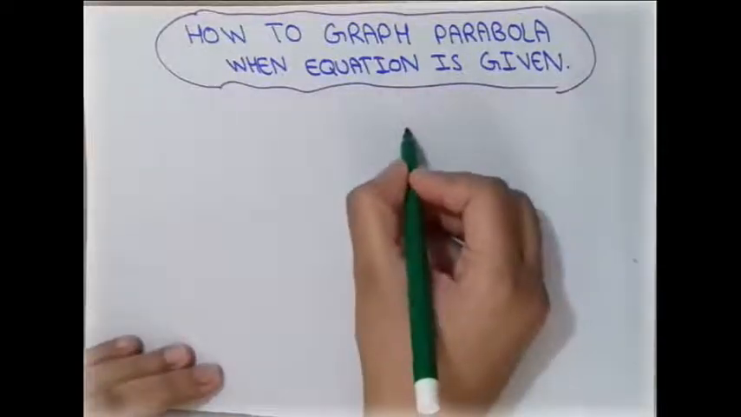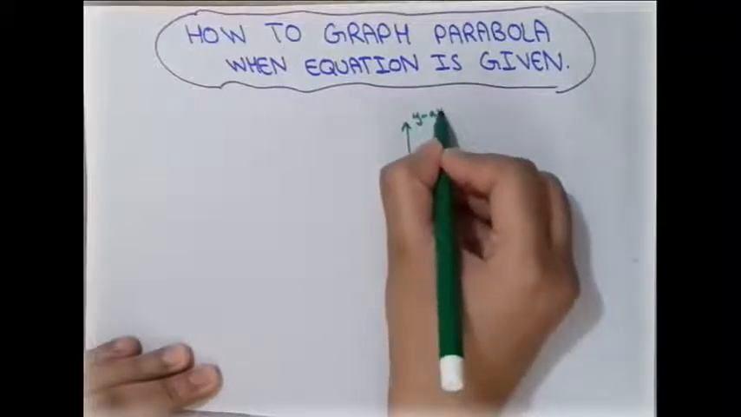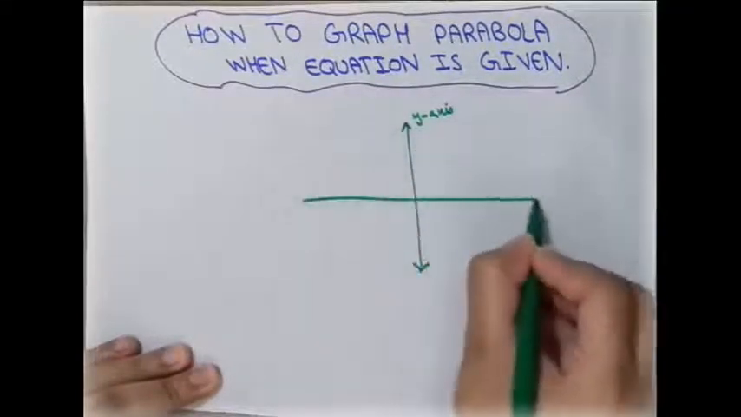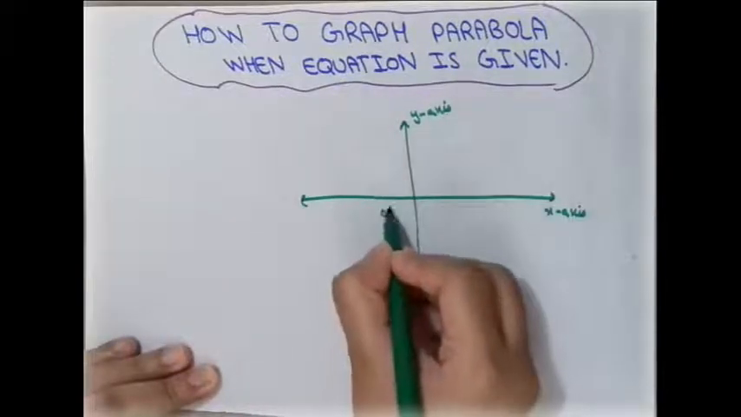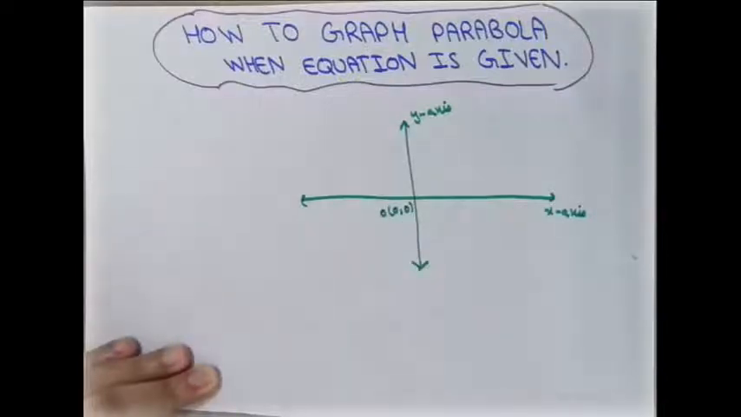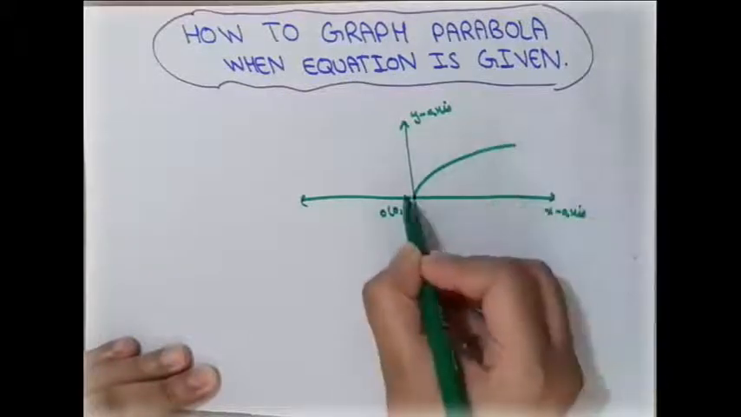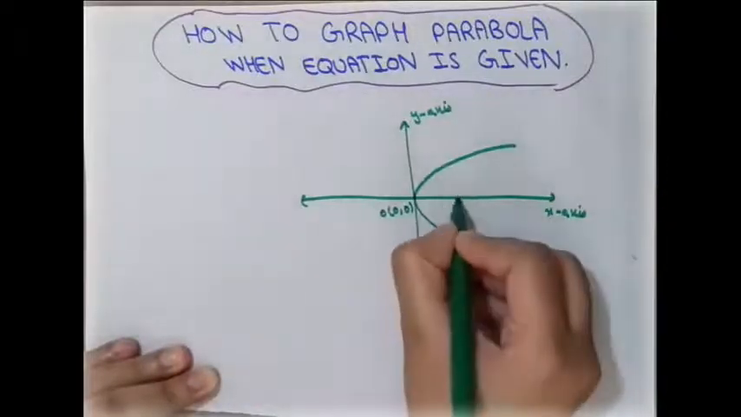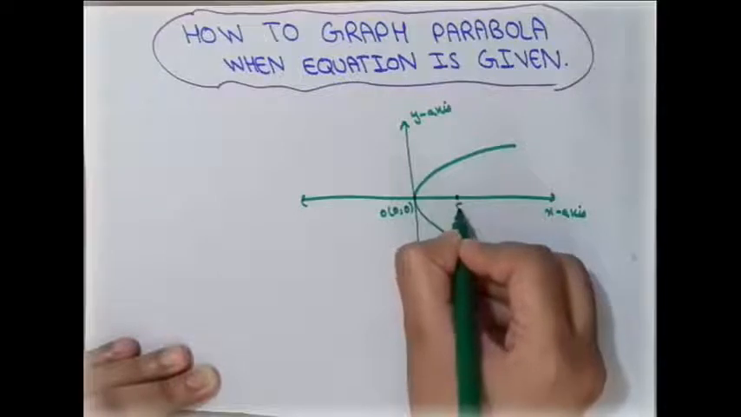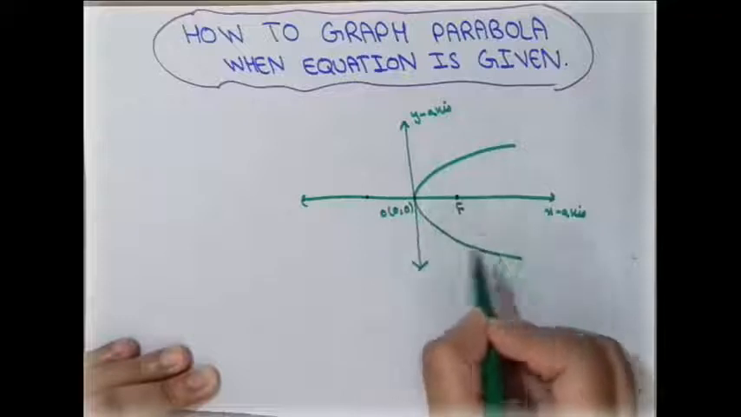If I have an x-axis and a y-axis, this is the y-axis and this is the x-axis, and here is the origin point which is (0, 0), the vertex, and we have to plot a parabola. What is a parabola? The parabola is the set of all points which are equidistant from a fixed point, which we call the focus, and a fixed line, which is called the directrix. This is the parabola.